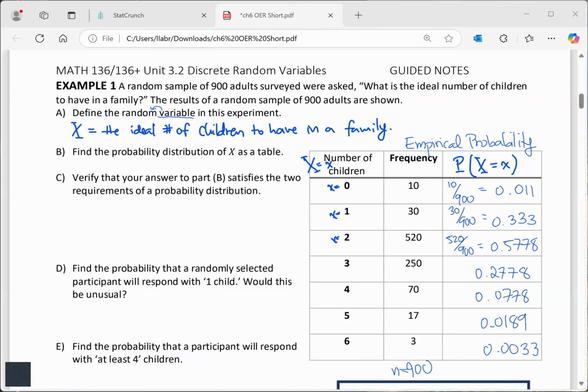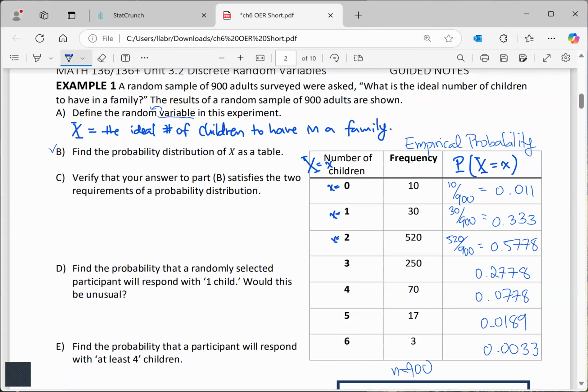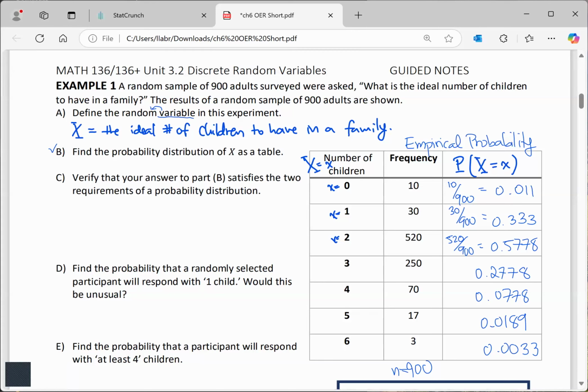Okay, so I went ahead and found the probability for all of them. So that solves part B. I listed out all possible outcomes. Really, they listed it out for me. I simply had to go ahead and find the probability. So let's go ahead and just verify.